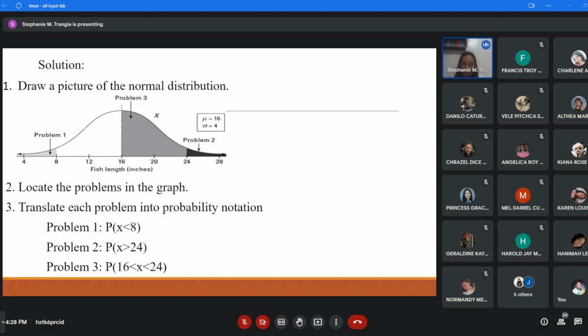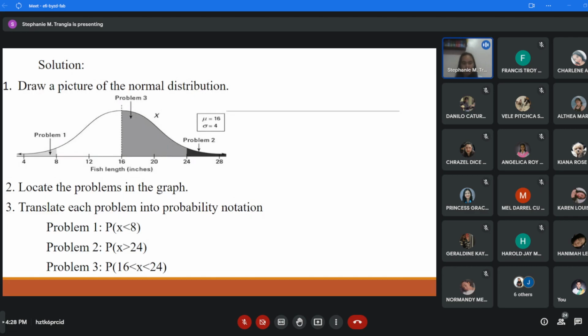So to the right, you add the standard deviation. So 16 plus 4, that's 20, plus 4, 24, plus 4, 28. Going down, minus the standard deviation. So 16 minus 4 is 12, minus 4, that's 8, minus 4, that's 4. Then locate the problems in the graph.